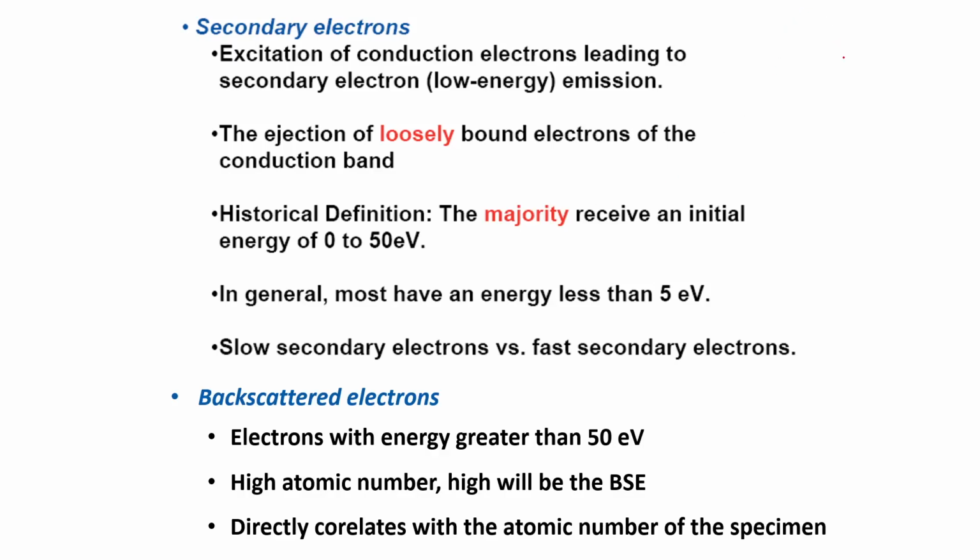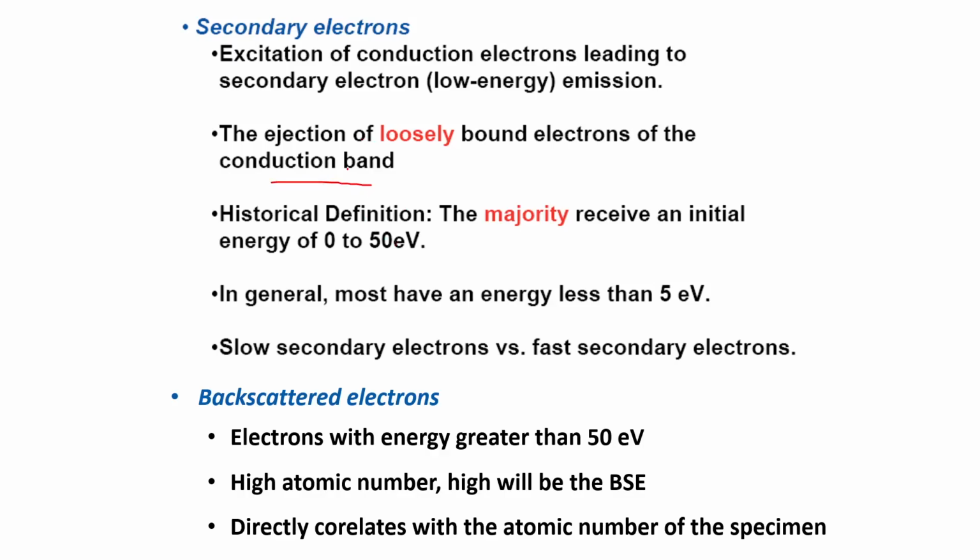Then I'll discuss the secondary electrons and the backscattered electrons. The secondary electrons are basically the excitation of conduction electrons, which leads to the secondary electrons. These secondary electrons are the low energy electrons. These are very loosely bound electrons which are present in the conduction band of the system.